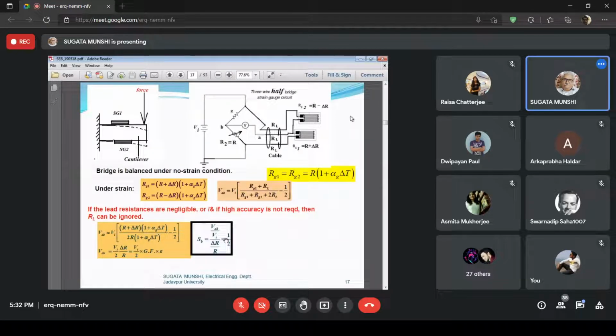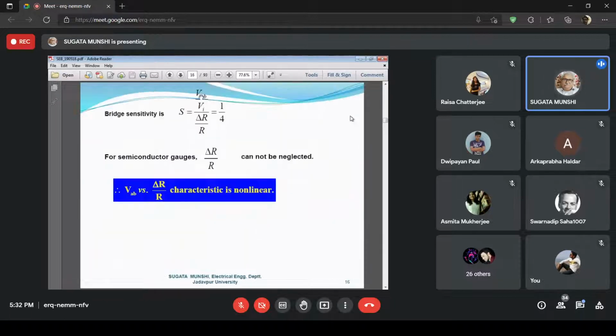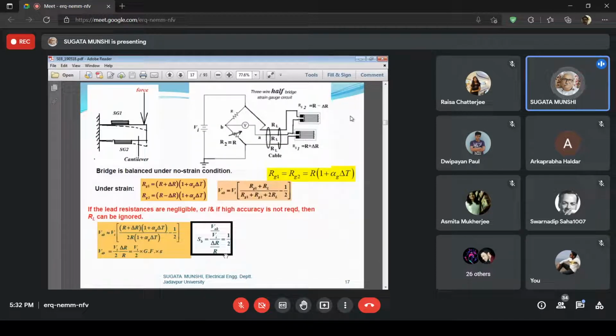But in both the cases, we have ignored the effect of the connecting wire resistances. So if connecting wire resistances can be ignored, or if they are small, the temperature compensation is perfect. The temperature term cancels out in the numerator and denominator. What else has happened? The sensitivity has got doubled, the bridge sensitivity. Here it was 1/4, it's a dimensionless quantity. Here it is half.